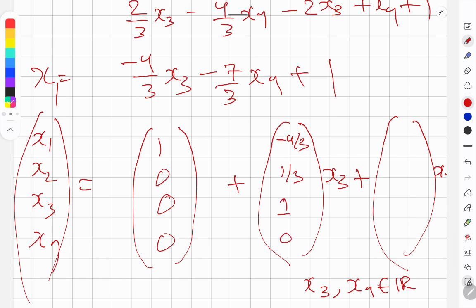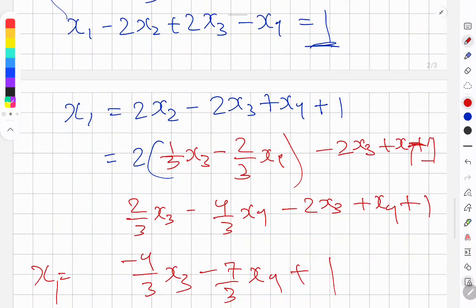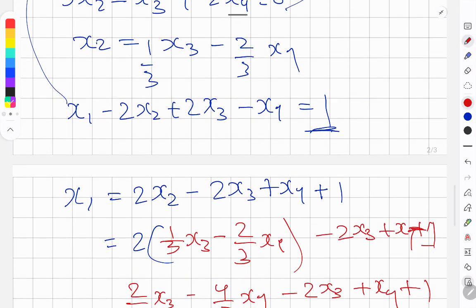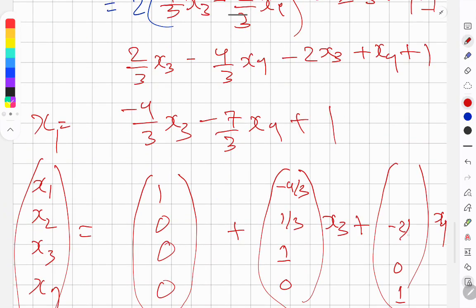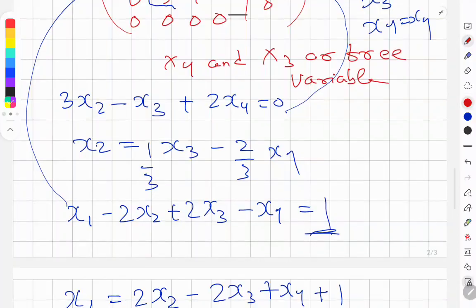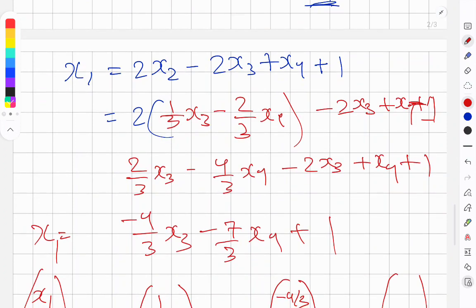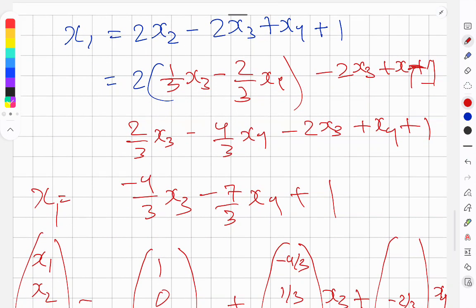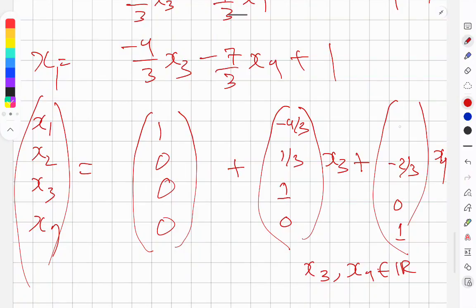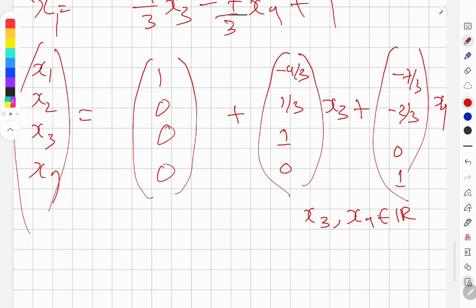Then here is 1 0, because x3 is equal to x3 and x4 is equal to x4. So here is 0. Here is 1 and here is 0, and if you check the x2 equation it is negative 2 over 3. And for the x1 equation, if you check it out, it is negative 7 over 3. So this is the solution which I got.